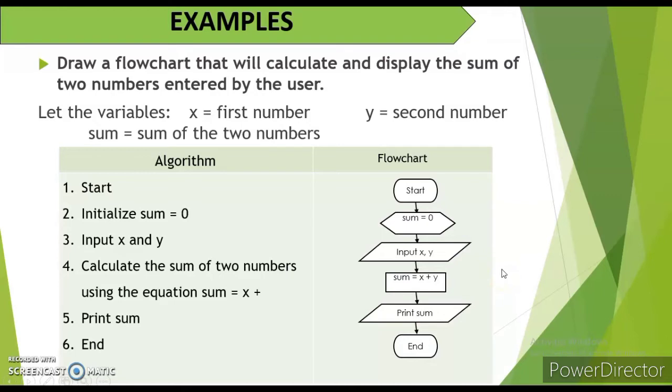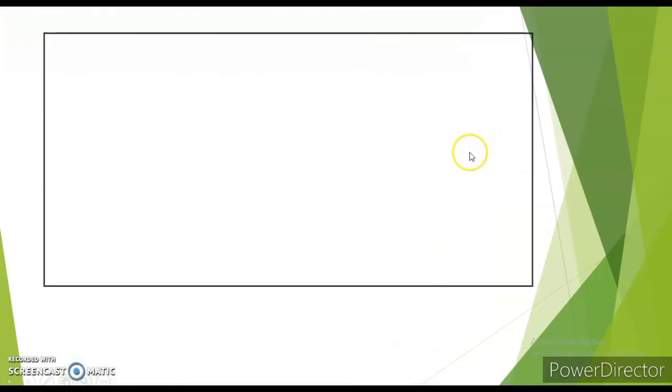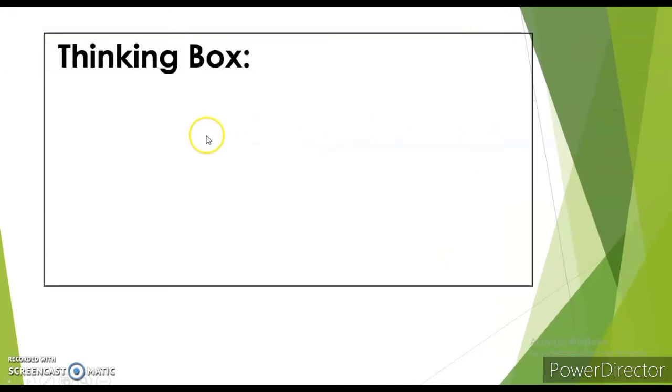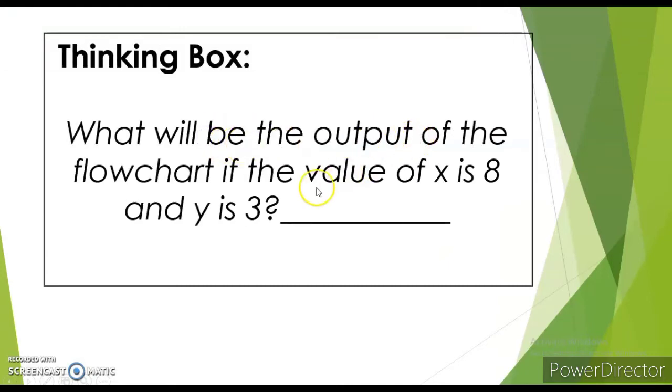Okay. So, that's the second example. Okay. I'll give you more example, but before, let's answer this thinking box. What will be the output of the flowchart if the value of x is equal to 8 and the y is equal to 3? Siyempre, di ba? 8 plus 3 is equal to 11. Yun yung magiging output niya.